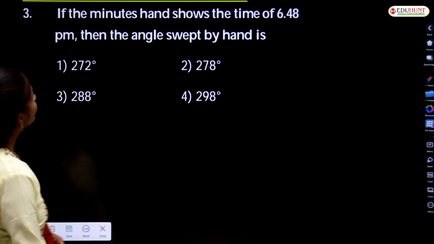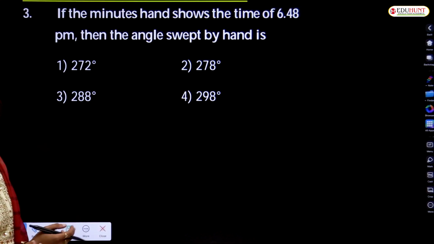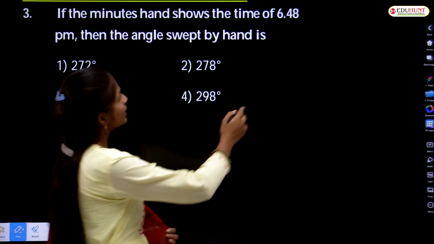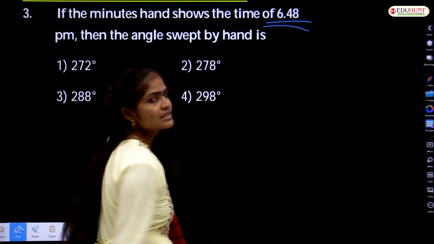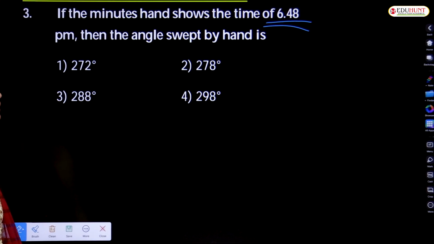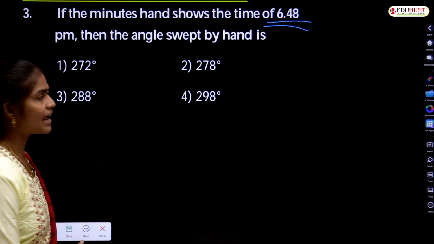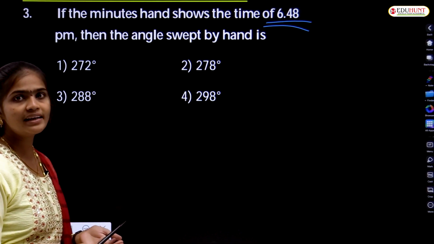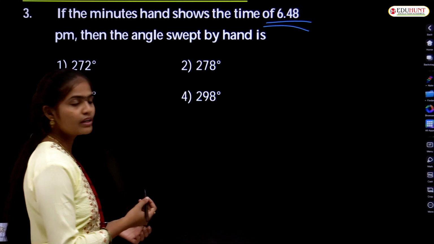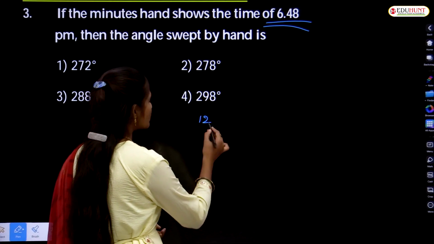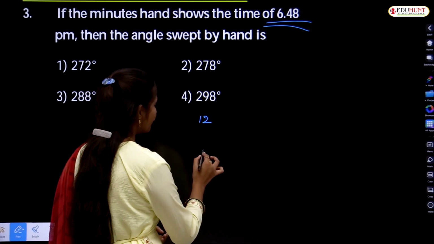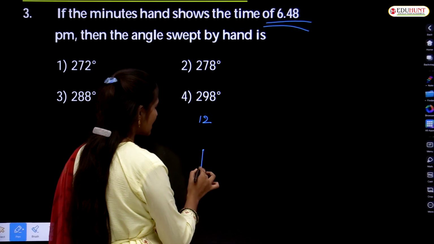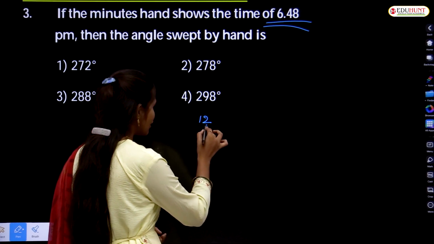Next, question number 3. What is the question? If the minutes hand shows the time of 6:48, that time 6:48 p.m., then what is the angle swept by the hand? Which means, what is the angle between the hours hand and the minutes hand? Just now we discussed that here this is 12 and this is 6. If you take 6 o'clock time, this is the short hand and this is the long hand.